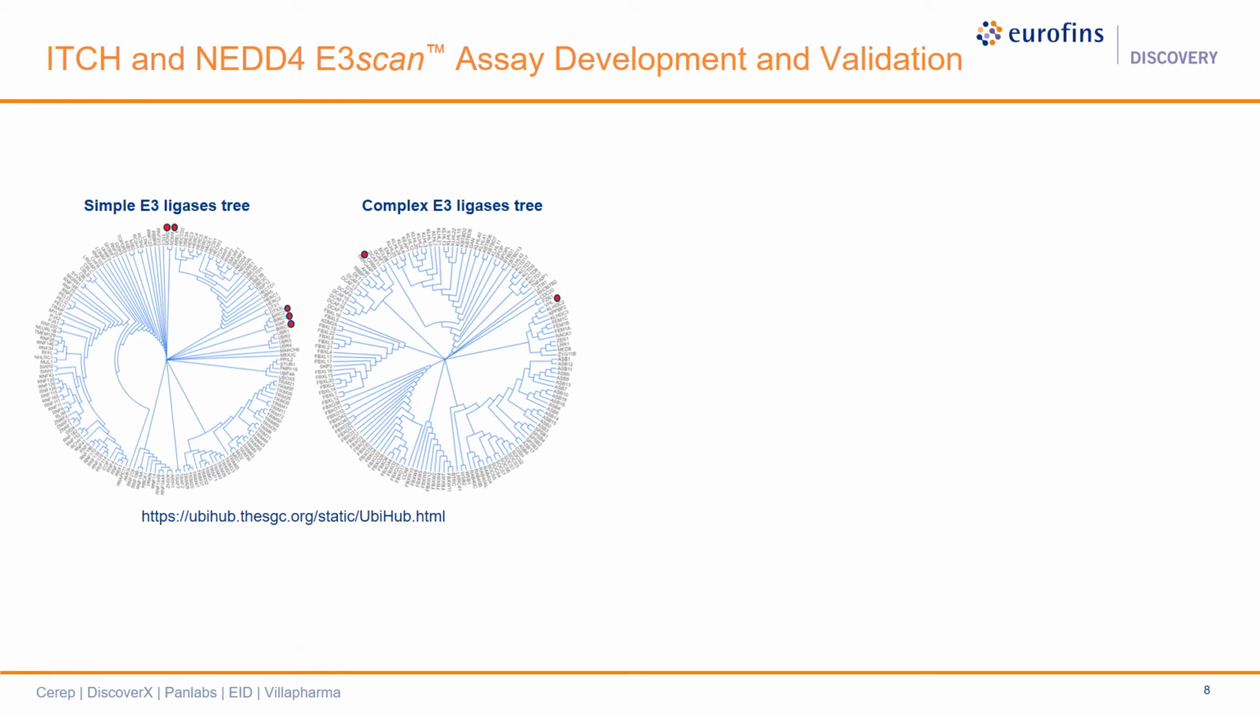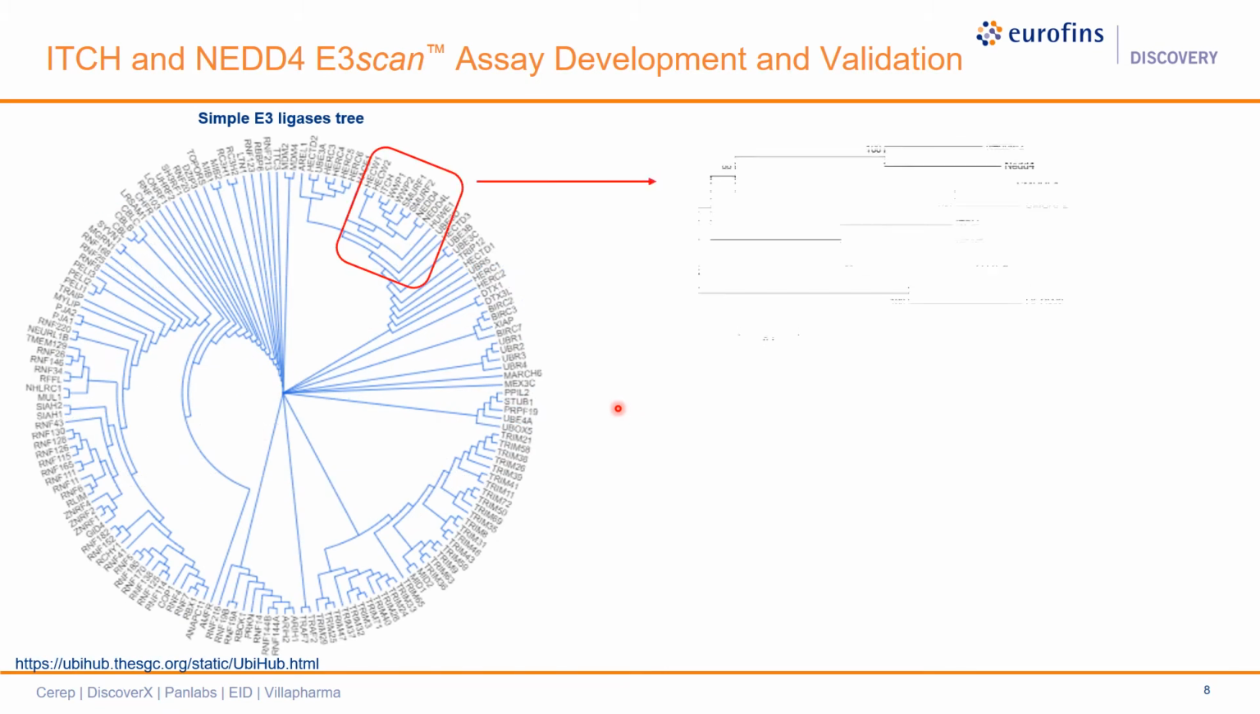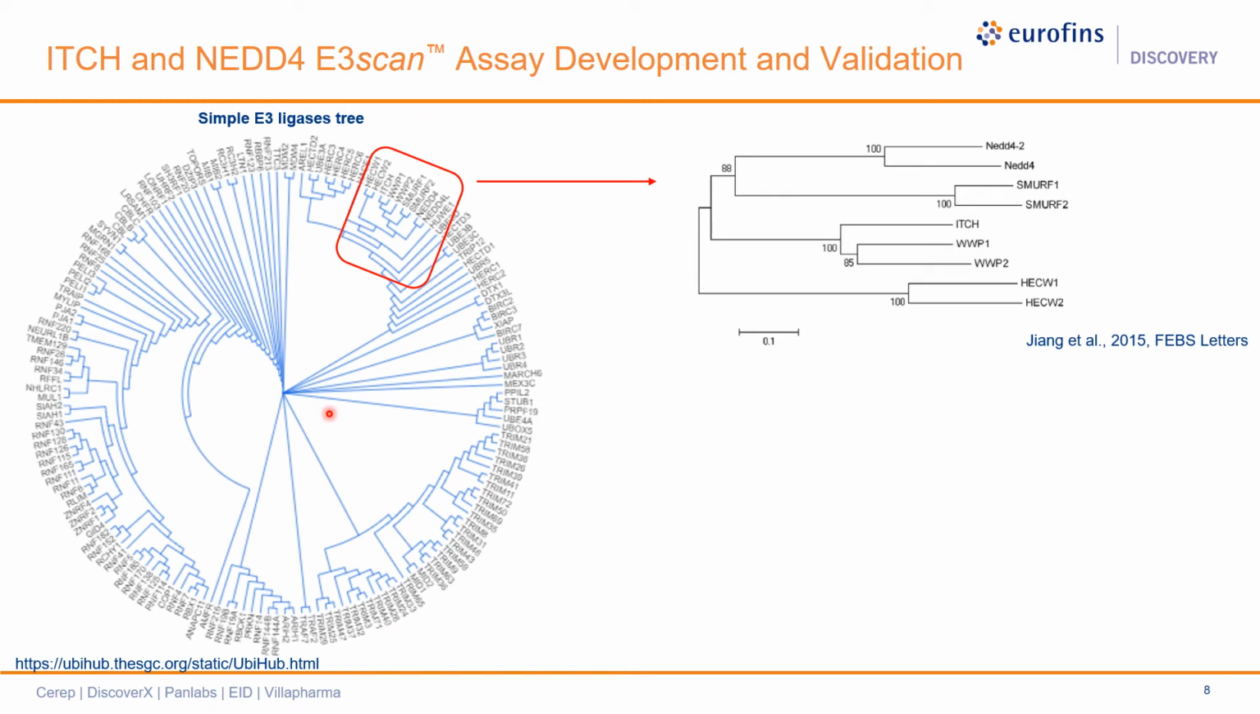Using these 7 established targets as a proof of concept for E3scan, we looked into developing assays against additional E3 ligases that have no known published small molecule ligand. In this simple E3 ligase tree, we chose a subfamily of HECT NEDD4 E3 ligases. This subfamily includes 9 members, all involved in the proteasome degradation system, therefore can be potential targets in TPD.